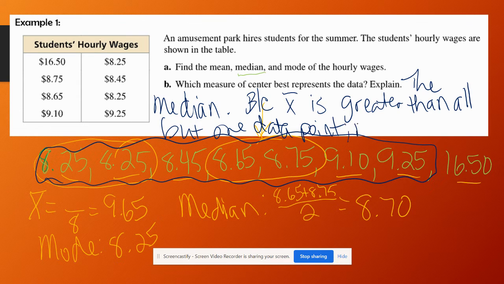And then the mode is the least value. So again, if I'm looking for something that represents the center, and I have the least value, that doesn't make a whole lot of sense either. So we're going to go with the median.